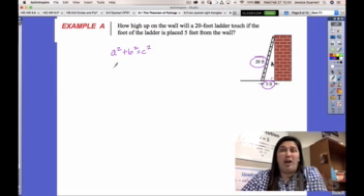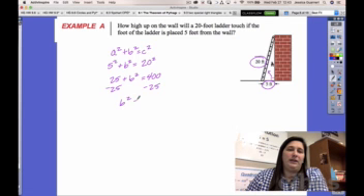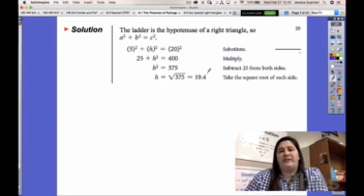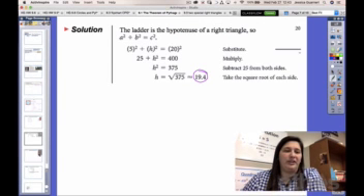Right now I know without a doubt that 20 is my hypotenuse because it's across from the 90. So I'm going to do 20 squared equals b squared plus, let's do 5 squared. So 25 plus b squared equals 400. Now I'm going to subtract my 25. B squared equals 375. Doing the math here, the square root of 375 is 19.4 feet. So that's how high up the wall this particular ladder goes.